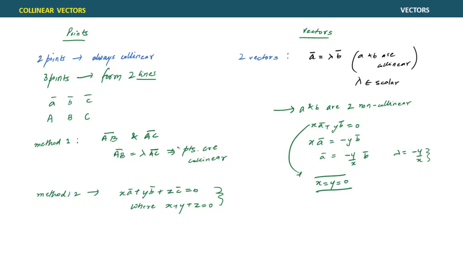So this is the law that you have to remember. For lines, you have to remember A is equal to lambda B. For points, a linear combination where the sum of the coefficients is equal to 0. If they are non-collinear, then the coefficients must all be equal to 0. This is the important step.